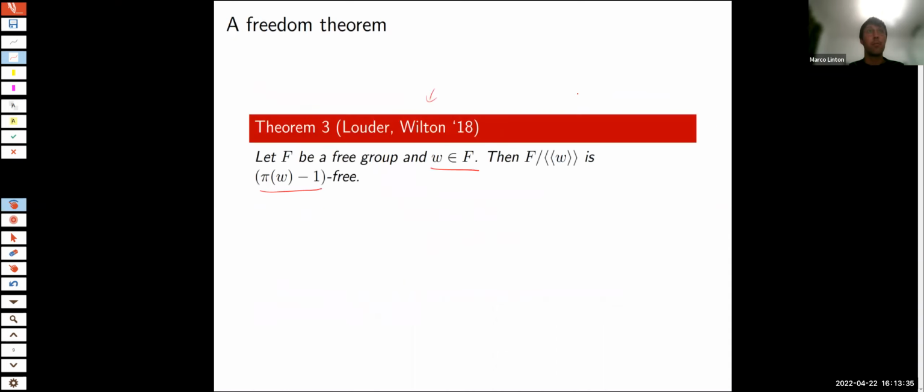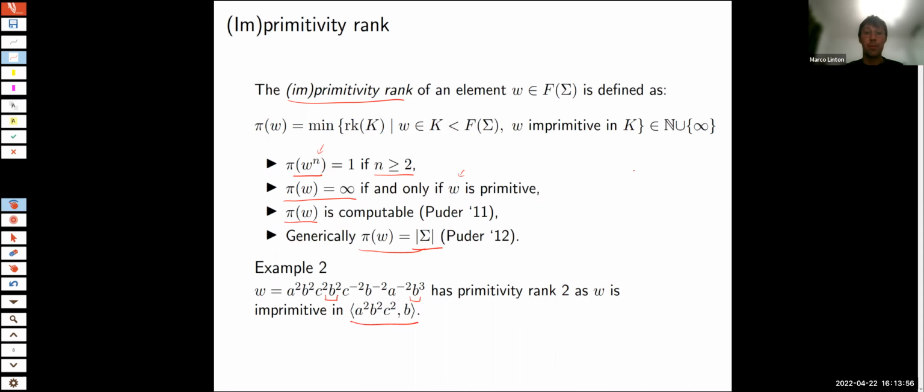So, for example, what we can see from this theorem directly is, suppose we have primitivity rank 2 or more, then the quotient is going to be 1-free by this theorem. And what does 1-free mean? Well, it's the same as being torsion-free. So this recovers another theorem due to Karrass, Magnus, and Solitar, that one-related groups have torsion if and only if their relation is a proper power. So if and only if your primitivity rank is equal to 1.